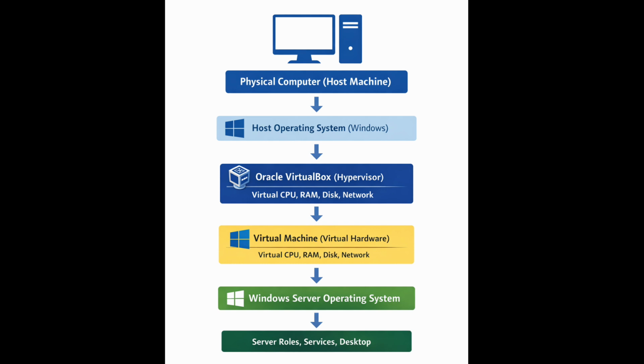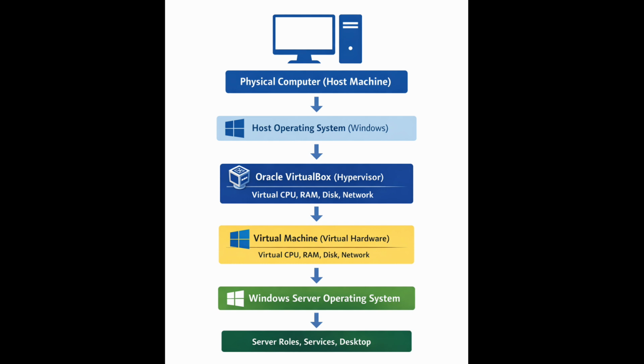A virtual machine is a software-based computer that runs inside a physical computer, also called the host machine. In this setup, my host machine is running Windows, and Oracle VirtualBox acts as the hypervisor. The hypervisor creates and manages virtual machines by allocating hardware resources such as CPU, memory, storage, and network from the host system. When I created the virtual machine, VirtualBox simulated a complete computer environment.